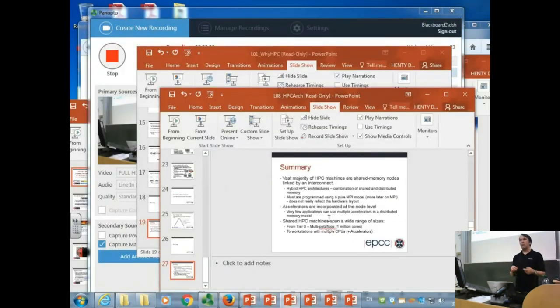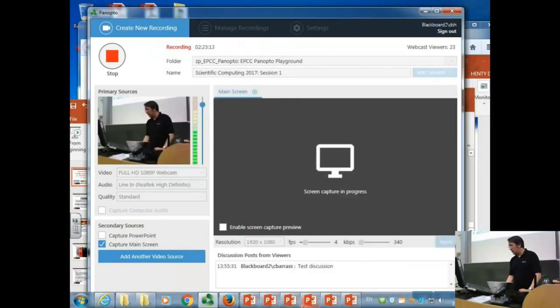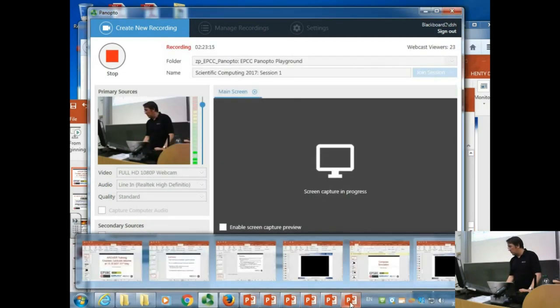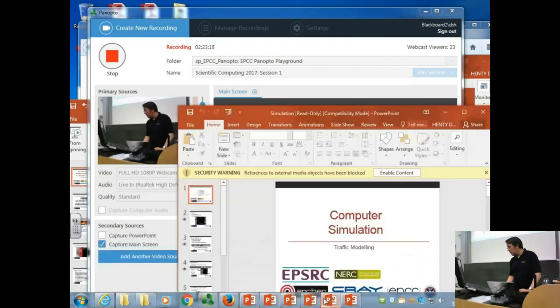All I wanted to do is briefly go over the exercises. Are there any questions? I was going to go over the exercises because, as I said, they're there to illustrate two different aspects. So hopefully I've loaded them up.